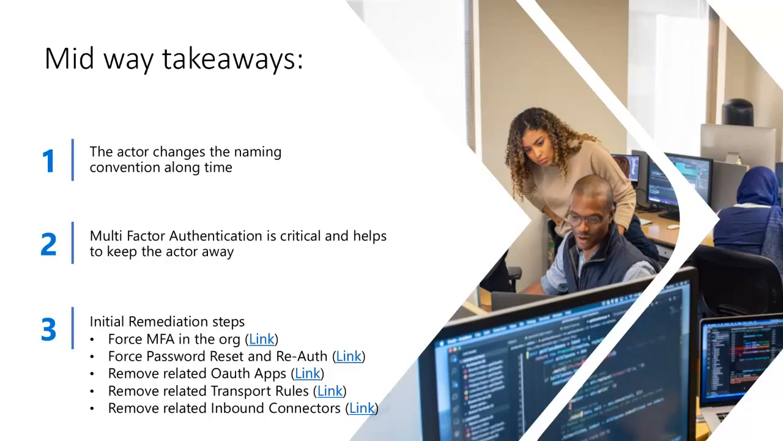And if by any chance your organization has been attacked, then the first thing to do is force MFA in the organization in general, and then force reauthentication and password reset for the compromised users, and then remove all the line of business applications, transport rules, and inbound connectors. We set some links here with more details on each of the steps that are recommended as the first remediation.